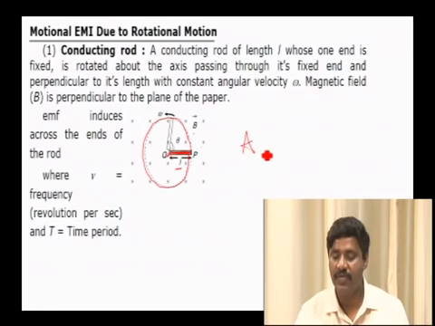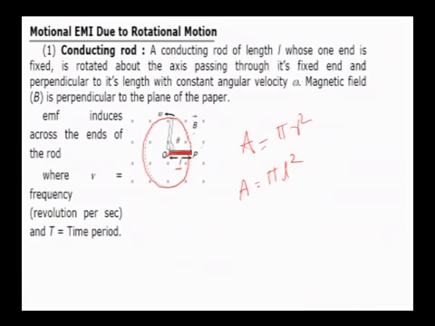The area described by this conductor is the area of a circle, which is equal to pi r square. But r is the length, so A is equal to pi into L square. If A is equal to pi L square, then the induced EMF E is given by the total flux it describes during one circular motion. That is total flux B into A divided by the time taken by the conductor to describe one rotation, which is equal to the time period, because it has completed one revolution.